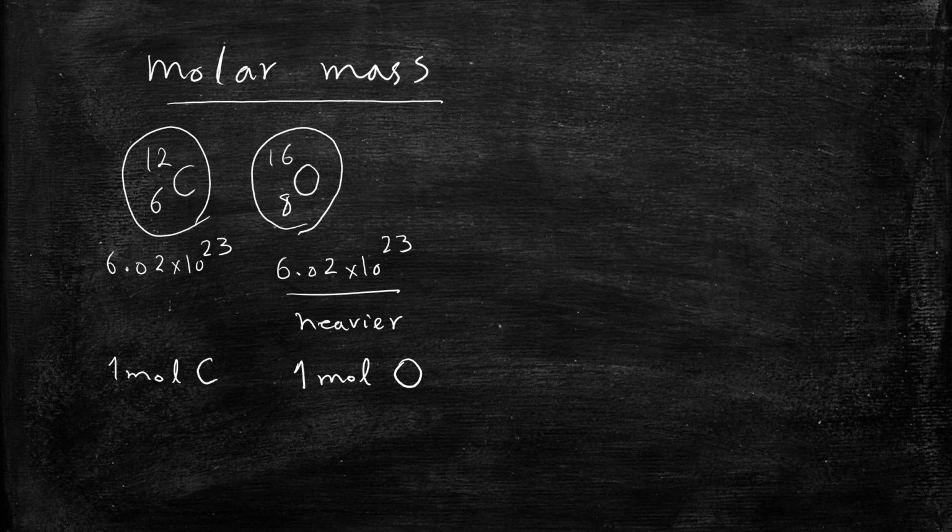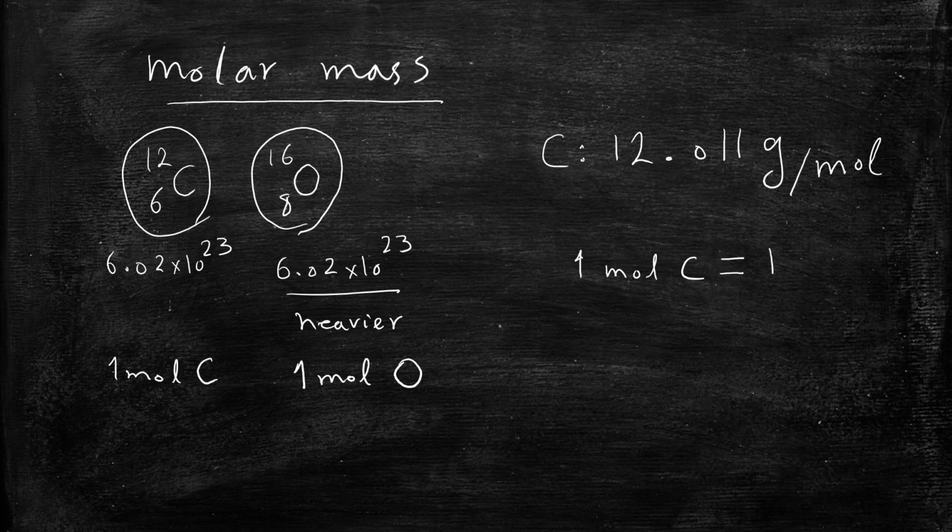For example, for carbon, the molar mass of carbon is roughly 12 grams per mole. Or to be more precise, 12.011 grams per mole. That's the molar mass of carbon. What does that mean, grams per mole? That means 1 mole of carbon is equivalent to 12.011 grams of carbon.